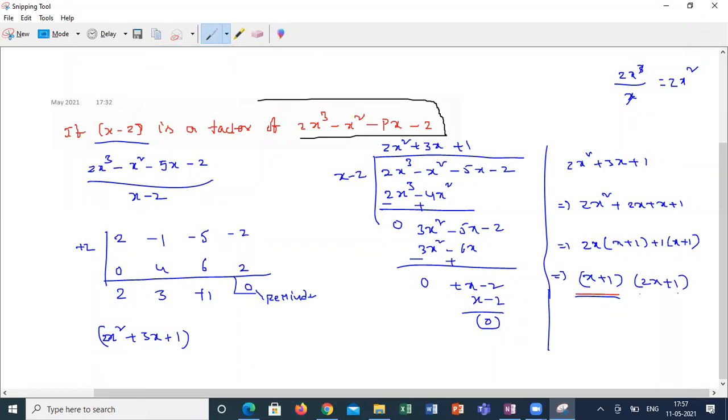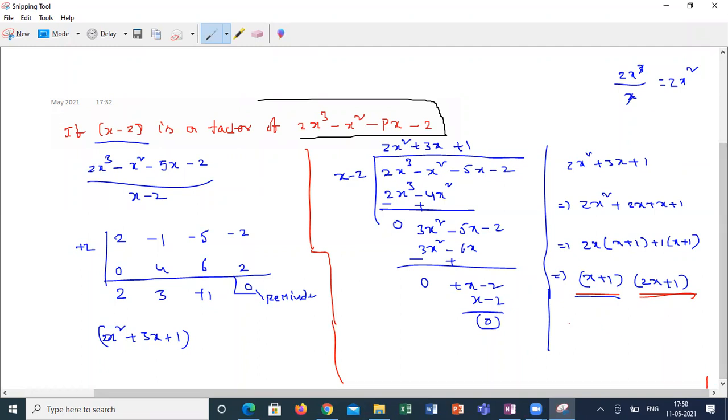Sir, can you explain the synthetic division once more, sir? 2x plus 1. Let me finish this numerical. I will explain the synthetic division. Okay, sir.